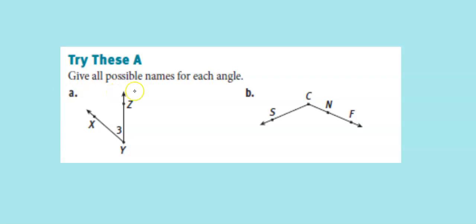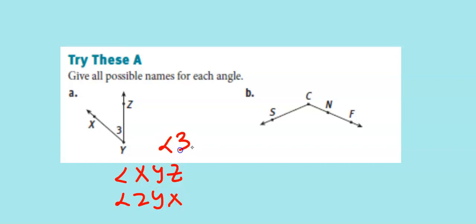Okay, so for A, give all possible names. That's going to be angle XYZ or angle ZYX. You can call it angle 3 or angle Y. Again, you can use 1 if it's very clear there's only one angle there.